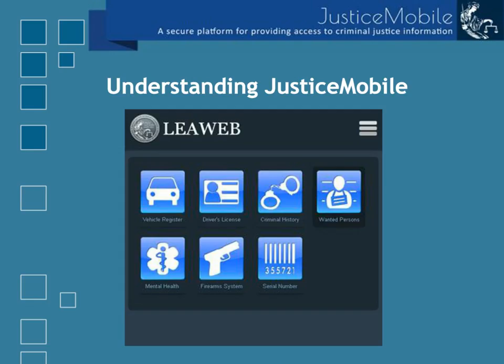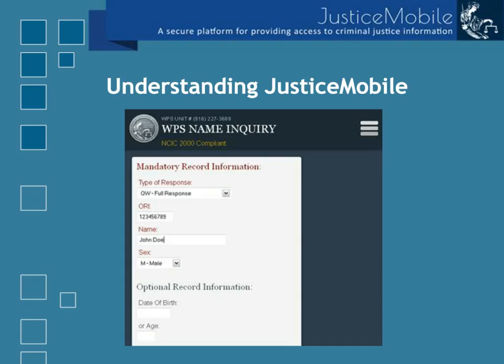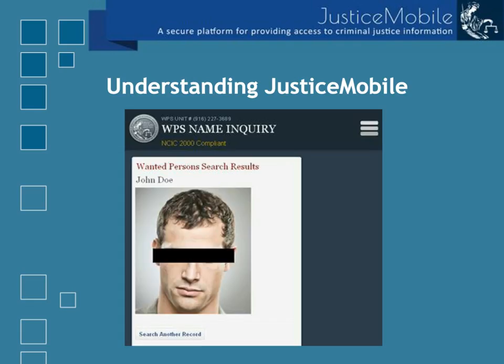The LEA web portion of Justice Mobile provides law enforcement with access to information about vehicles, driver's licenses, criminal history, wanted persons, mental health information, firearms, as well as information about stolen property. In this case, we'll look for a person that's wanted, a John Doe. It's a very easy-to-use application that we built based on feedback from law enforcement. And we can quickly see a photograph of a person that's missing and information about that person.